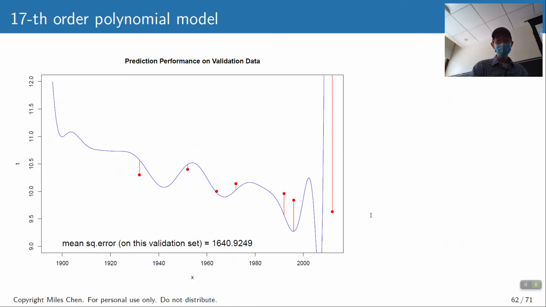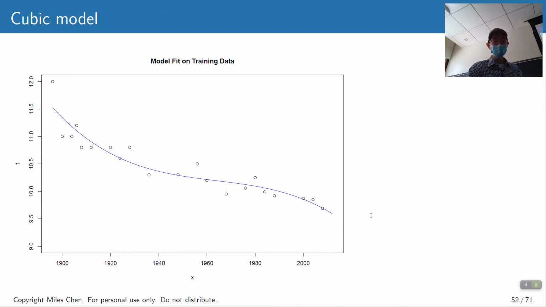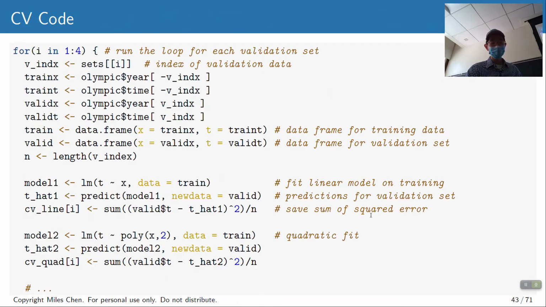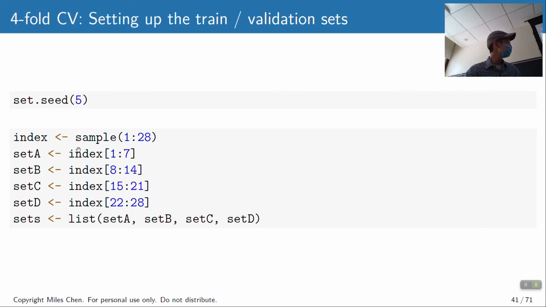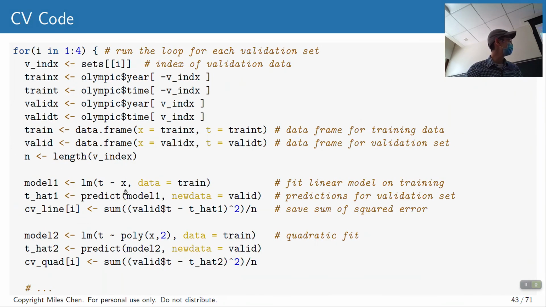You could follow the code that I wrote here way back, this mess of a thing where I randomly sampled and shuffled these things around.